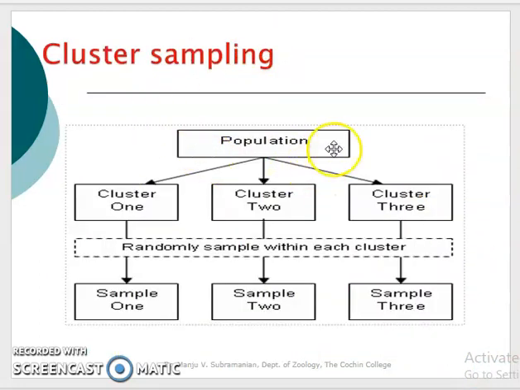So here is a pictorial representation of cluster sampling. This is a population here. That population is divided into 3 clusters, that is cluster 1, cluster 2, and cluster 3. And it is randomly sampled within each cluster. We are just taking one sample from cluster 1, one sample from cluster 2, and one sample from cluster 3. So we got the 3 sampling units.